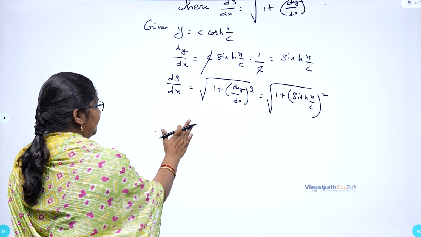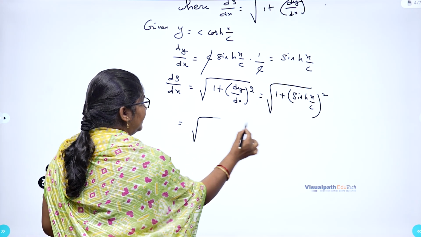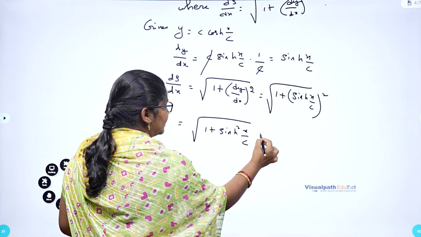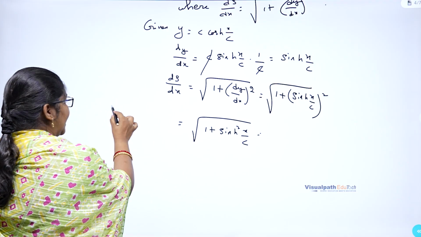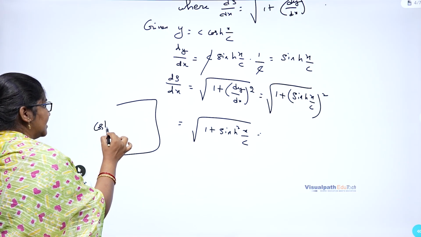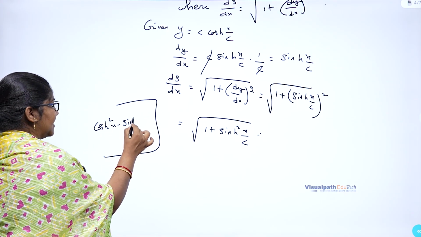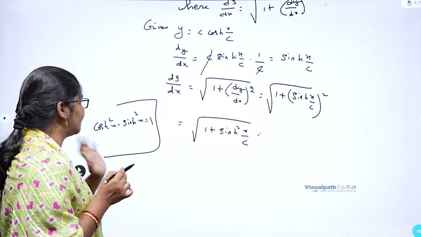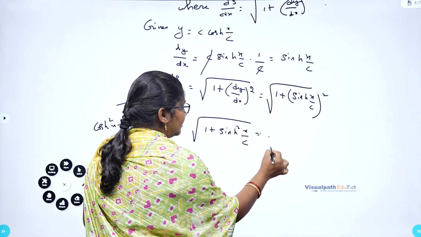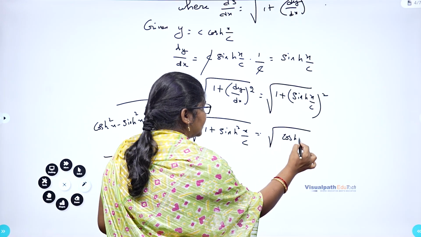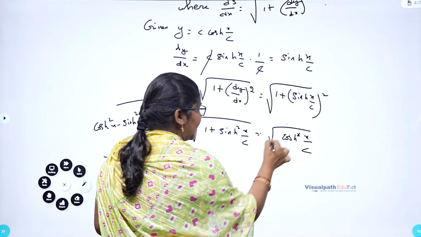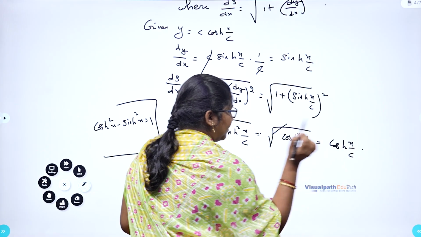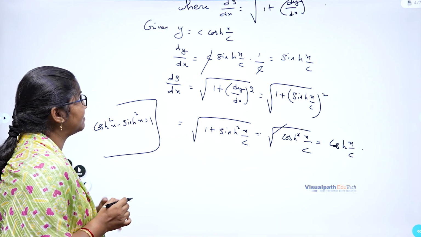Now simplification. Under root 1 plus sinh square(x/c). We already know the hyperbolic identity cosh square x minus sinh square x is equal to 1, meaning 1 plus sinh square x is equal to cosh square x. So cosh square(x/c). Square and under root will get cancelled, cosh(x/c) will remain. This is ds by dx.